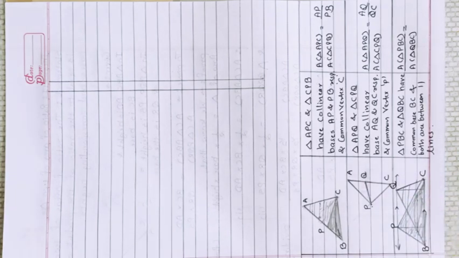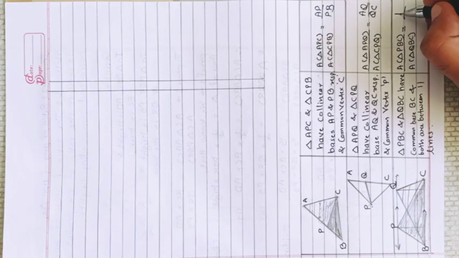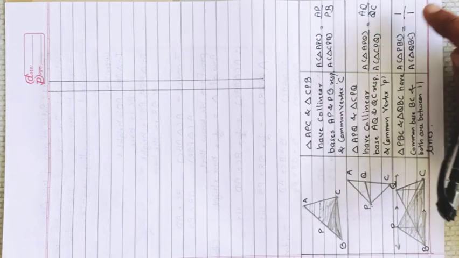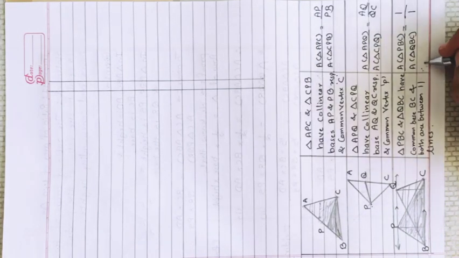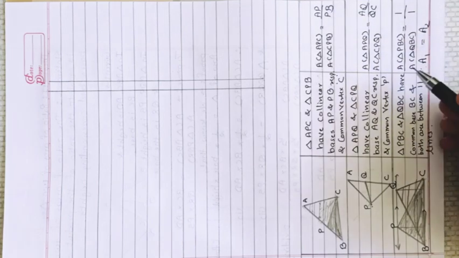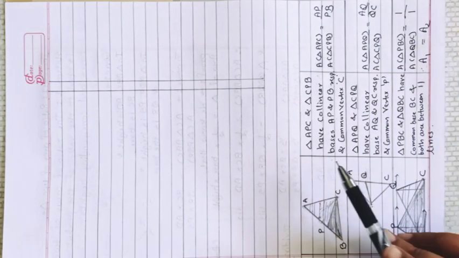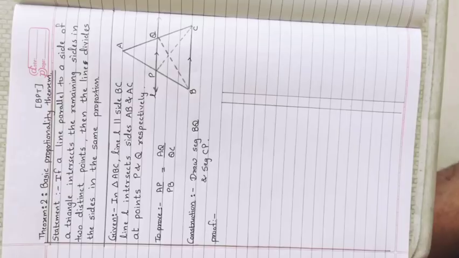So again, here the base and height are both the same. The base is the same for both triangles, and the height of both triangles is the same. That means the ratio is 1:1. It means by cross multiplication, area 1 equals area 2, so the areas of both triangles are equal. So I hope you understood this concept.